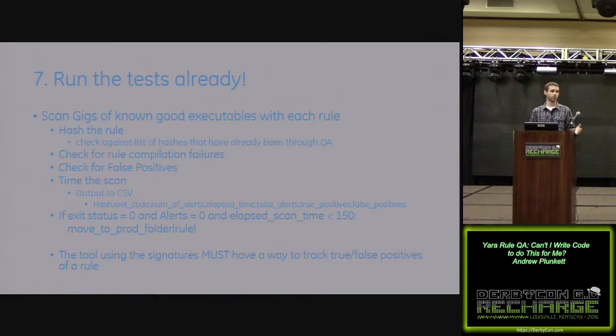So the first thing we do is hash the rule. This is so you don't duplicate effort. It's already gone through all of our initial QA, so you know you're going to want to run it. So the first thing you do is hash it. That way, when you run the QA the next time, you just check the hash: have I already run QA on this hash? If I have, then skip it.